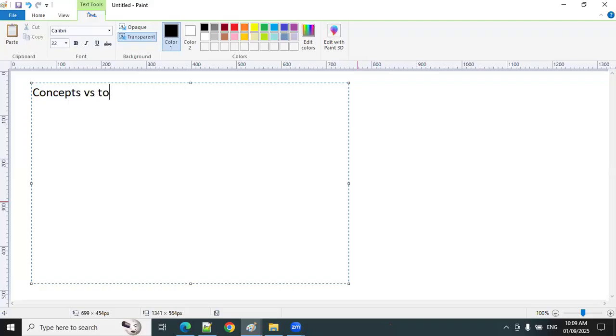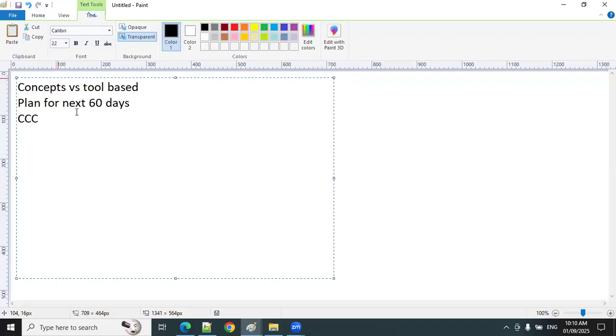Concept versus tool based. It's very important. I'll explain about this: what is a concept and why we should learn concepts. And again, the plan for the next 60 days. What is the 60 days plan, and what is required to learn this course, I will tell you these things. First thing I would like to talk about is the plan.